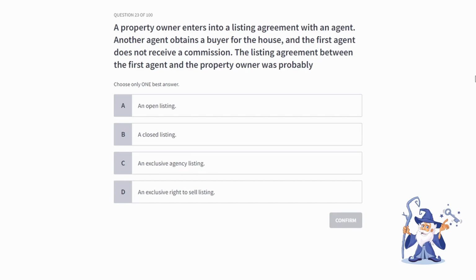A property owner enters into a leasing agreement with an agent. Another agent obtains a buyer for the house, and the first agent does not receive a commission. The listing agreement between the first agent and the property owner was probably, and it gives us 4 options: A, an open listing, B, a closed listing, C, an exclusive agency listing, or D, an exclusive right to sell listing. So take some time, reread that one, and come up with your answer.